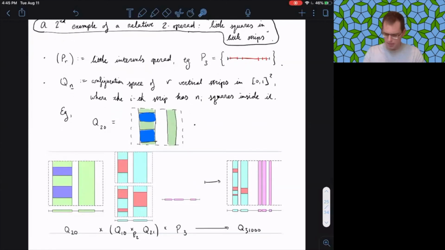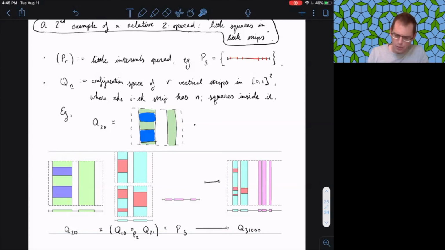And so let me give you a quick example of a relative 2-operad that's not the 2-associahedra, called little squares in little strips. And I think that a comment of Paul Seidel was the motivation for writing this down. So here we're going to take the operad P to be little intervals. So for instance, here's P3. It's the space of 3 disjoint copies of an interval inside of a length 1 interval.